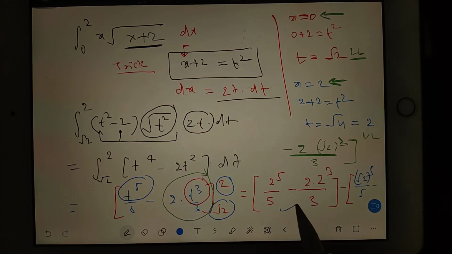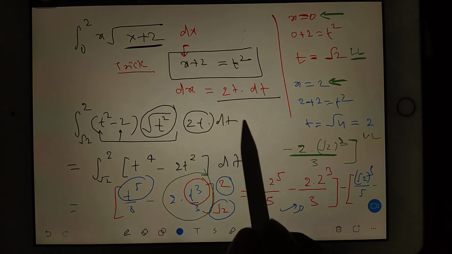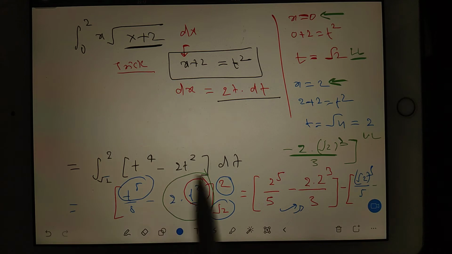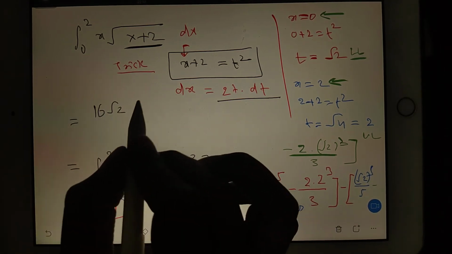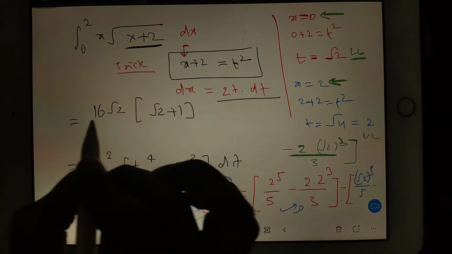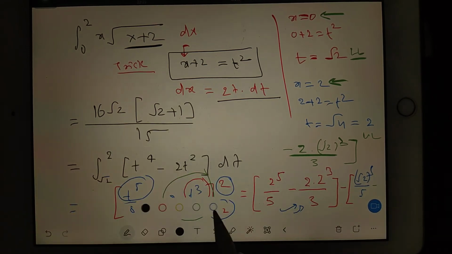Now we will solve this, and according to the answer needed, like if this question is coming in objective format, then according to the option needed, we can arrange this. So I am changing this final format to 16 root 2 bracket root 2 plus 1 bracket close by 15. This format I am giving from my side. Okay, copy this.